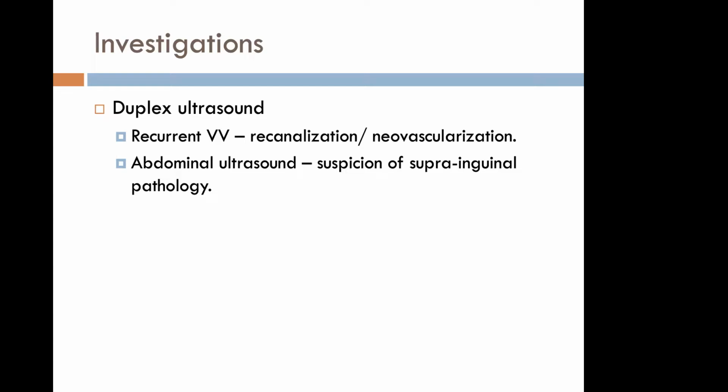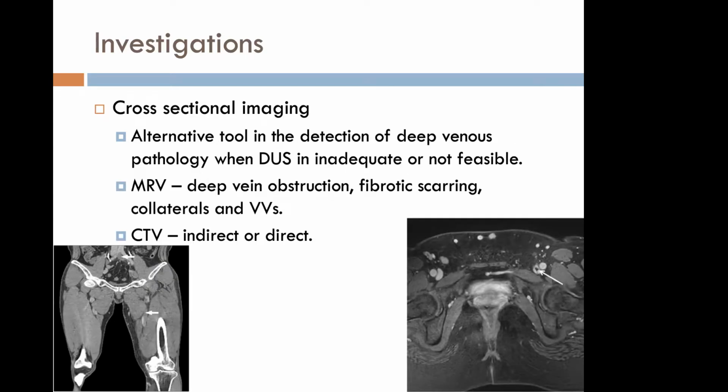You can move on. So like I said, a duplex ultrasound may be the only investigation you use, but we may use cross-sectional imaging, particularly where the duplex ultrasound is inadequate or where this is not feasible, because a duplex ultrasound may be limited by the presence of excessive bowel gas when you do it, and especially in an obese patient, you may not be able to get adequate information.